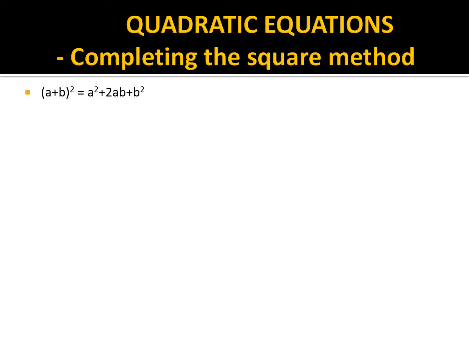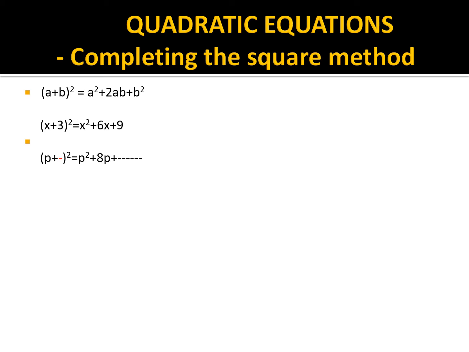Consider a binomial, a plus b the whole square. The square of this binomial gives us a square plus 2ab plus b square. Let us replace this with a number, x plus 3 the whole square. So the expansion is the first term squared, x square, plus 6x plus 9.